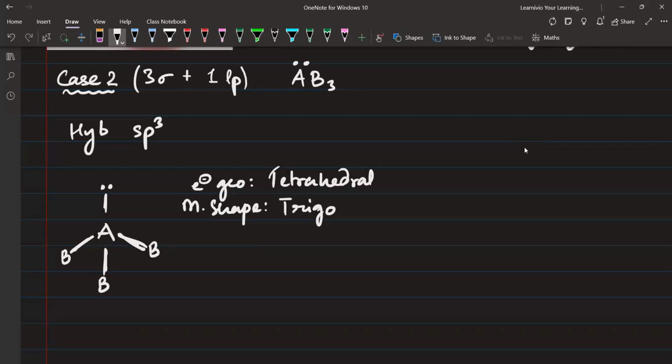Why trigonal? What's the meaning of trigonal? The base is a triangle. There's a triangular base and we have a pyramid. Trigonal pyramidal.